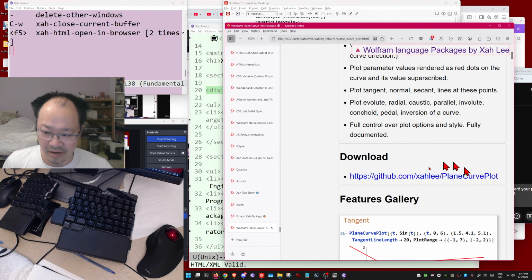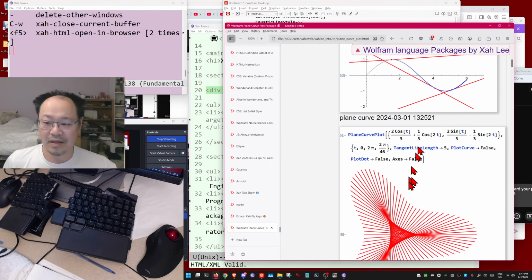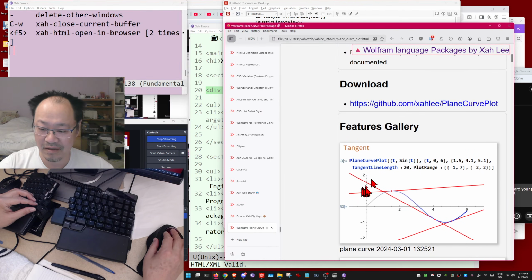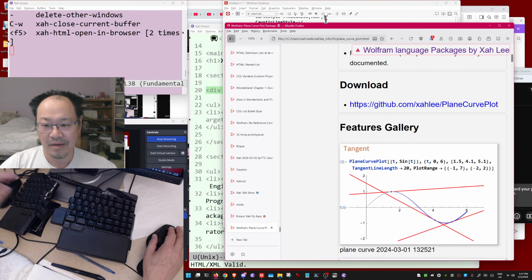Okay, these are tangents. So can we actually plot it? Yes, we can. You just type that.